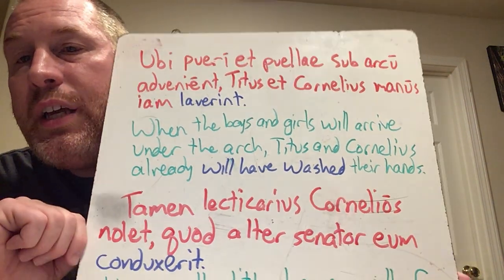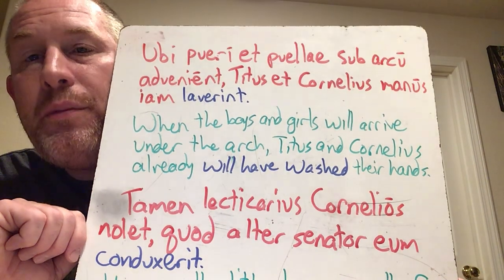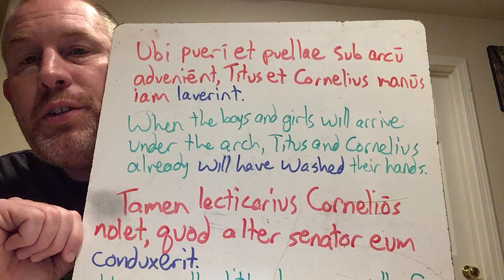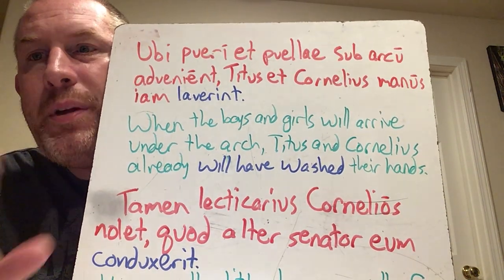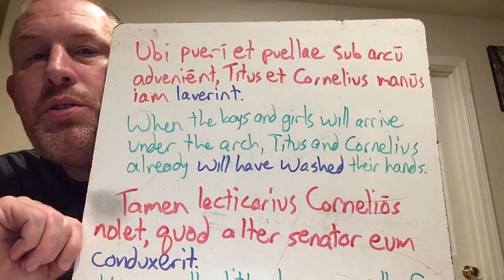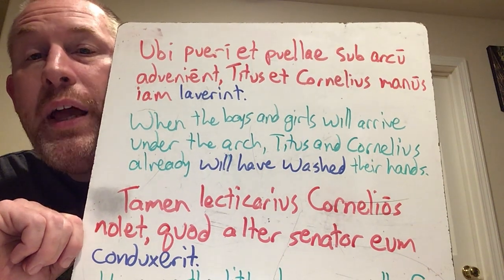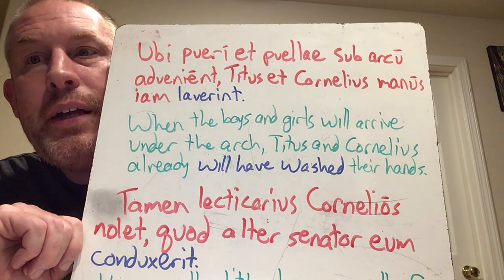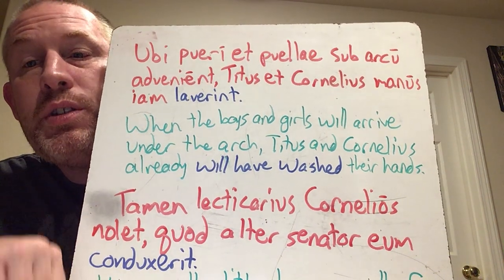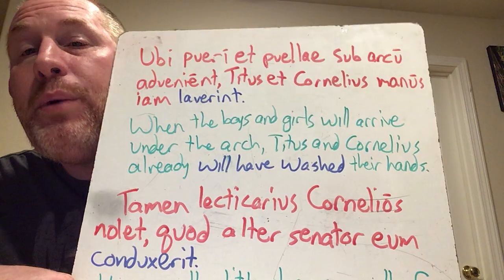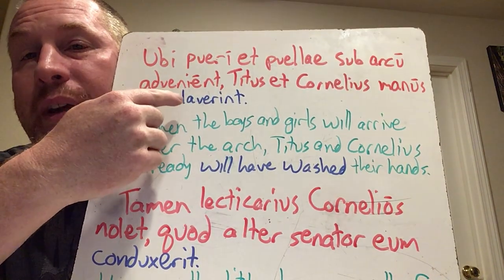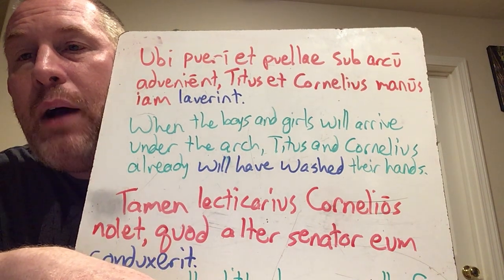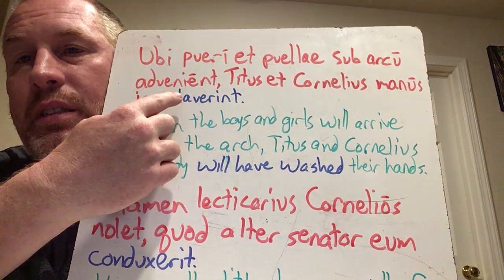So as you can see, when the boys and girls will arrive under the arch, I'm reading everything backwards, I apologize, that will happen, let's say at 2 o'clock. Titus and Cornelius already will have washed their hands, let's say they did it at 1:55. So that happens first. By the way, notice I did laverint, right? Lavo, lavare, lavi, lautum. So erint, right?